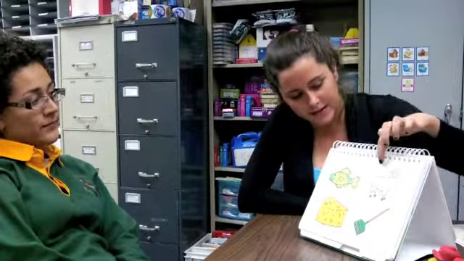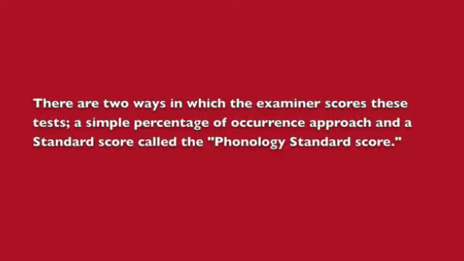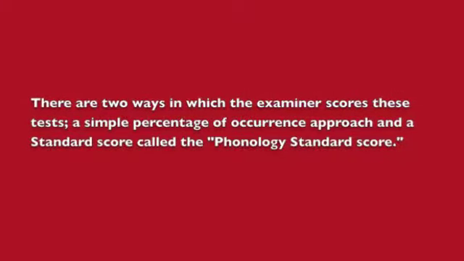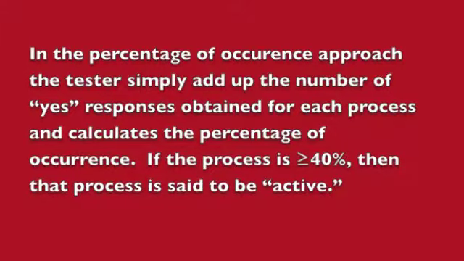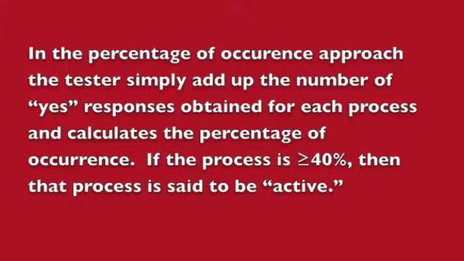What is this? Wig. There are 2 ways in which the examiner scores these tests: a simple percentage of occurrence approach and a standard score called the Phonology Standard Score. In the percentage of occurrence approach, the tester simply adds up the number of yes responses obtained for each process and calculates the percentage of occurrence. If the process is greater than or equal to 40%, then that process is said to be active.